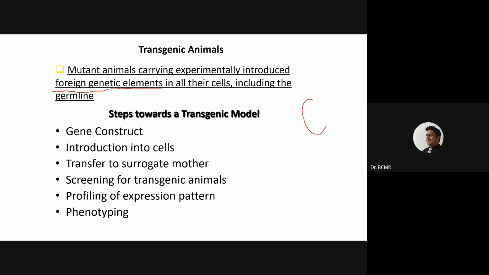And an organism has two things: the somatoplasm and the germplasm. Germplasm is a small part that generates the gametes and allows the formation of a new organism. So an animal that is developed or genetically manipulated by introducing a gene, and in the end, all the cells, including the germline, have that genome with the manipulation, is called a transgenic animal. Transgenic organisms, you can say.